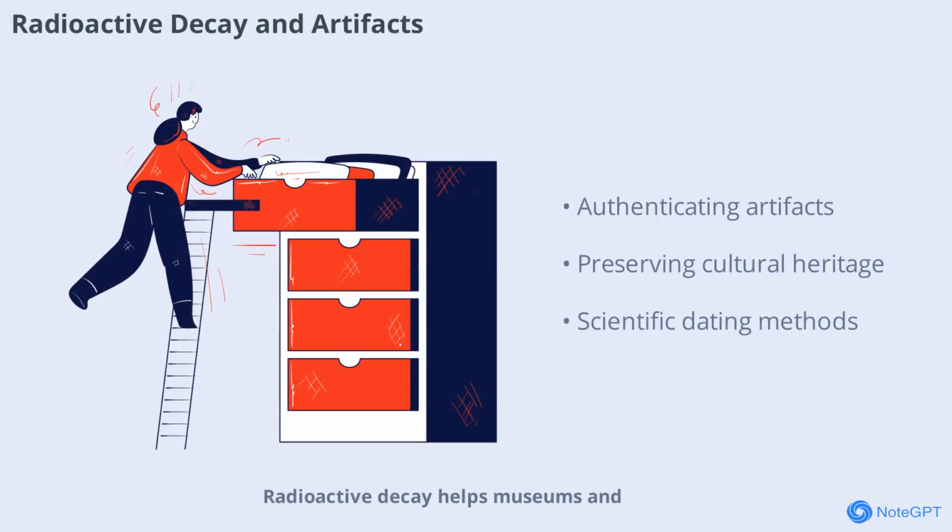Radioactive decay helps museums and historians authenticate and preserve ancient artifacts. By measuring isotopes in materials, experts can determine the age and origin of objects, ensuring that collections are genuine and well documented. This scientific approach adds a new layer of understanding to our cultural heritage.